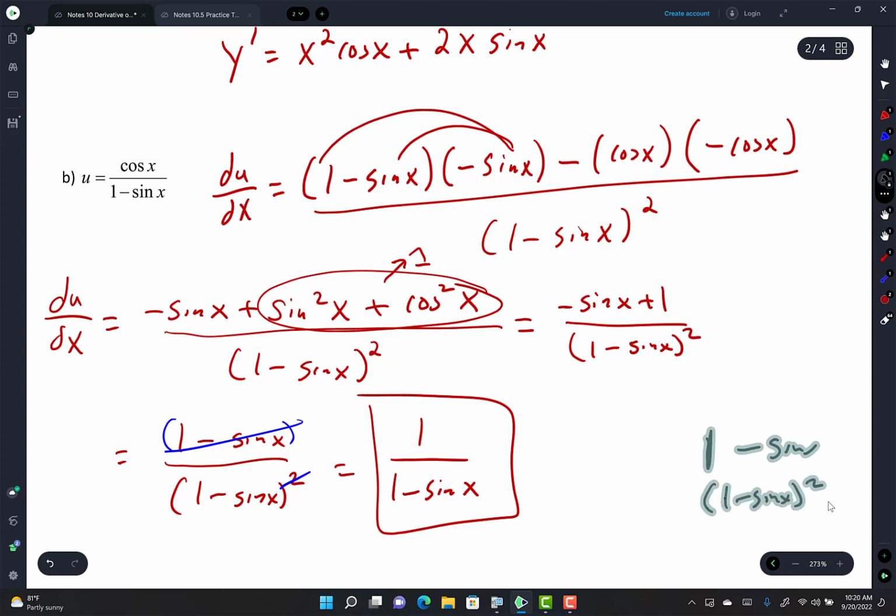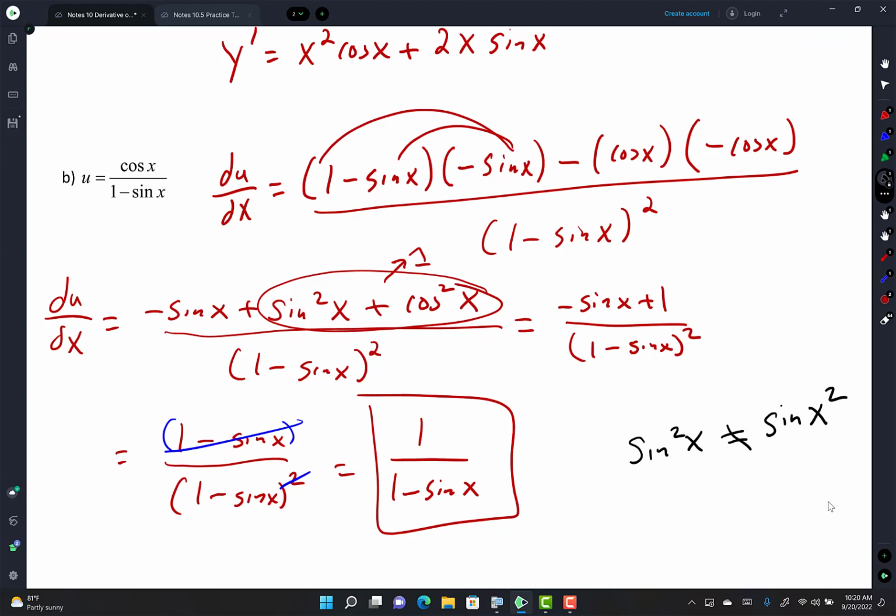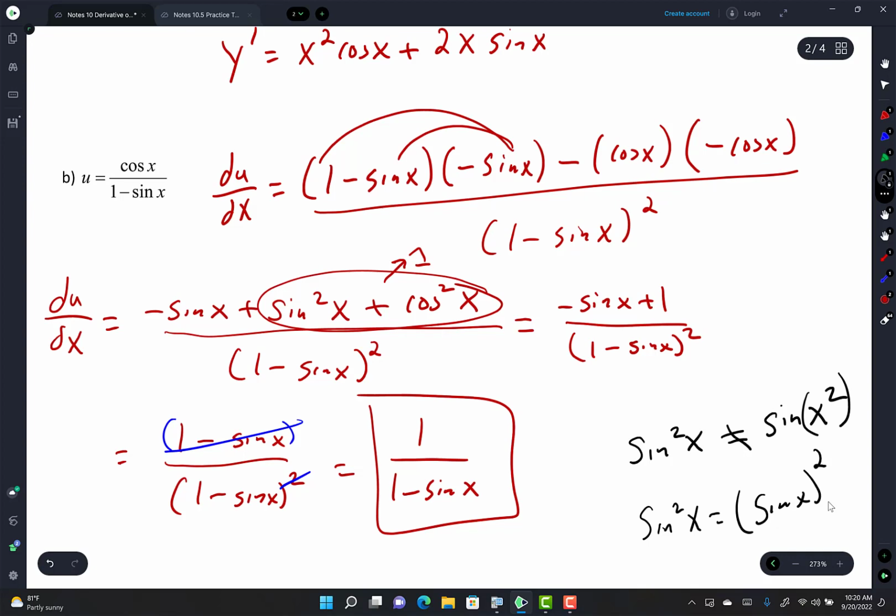Another thing, remember when I told you about the squared? Be careful. This is sine squared x. This is not the same thing as sine x squared. The argument is being squared. Chavez, what's an argument? What's inside the parentheses. The argument is being squared. On this one, it's a sine that's being squared. So sine squared x means, giant parenthesis, sine x, close it, squared.